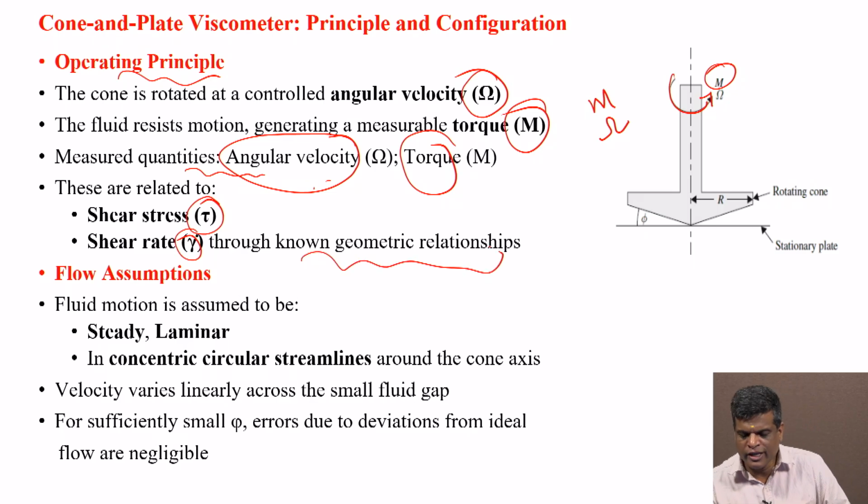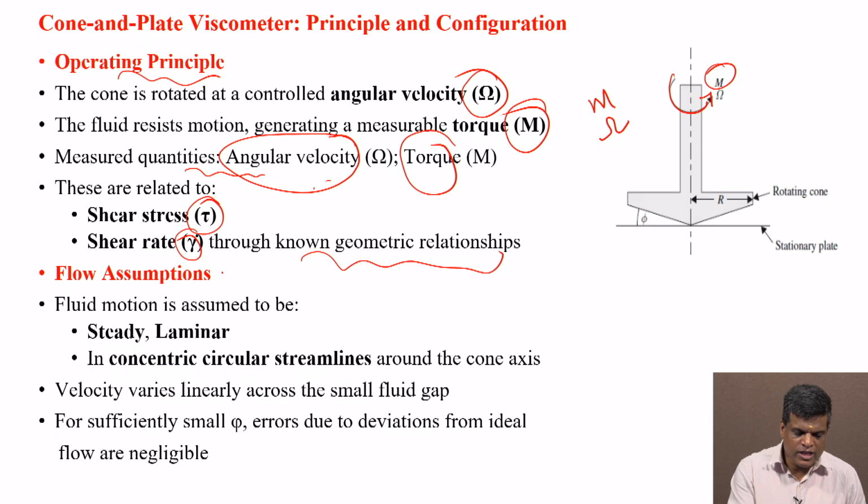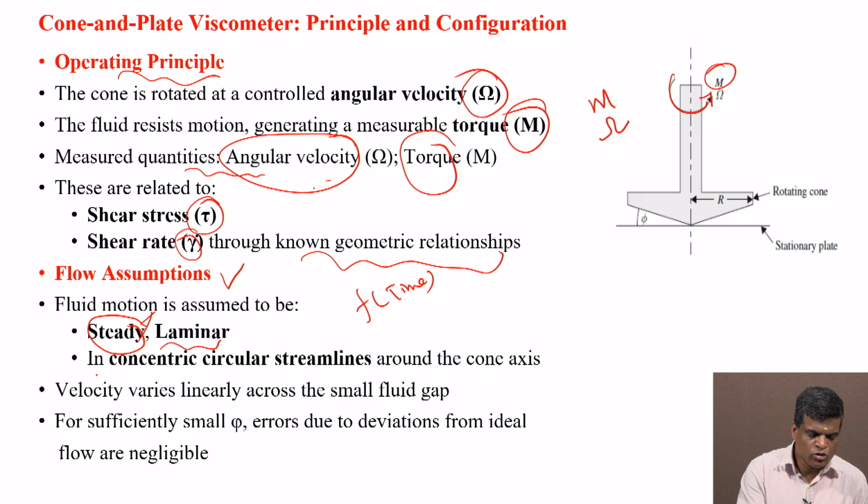So, when you want to solve this, there are assumptions here. What are the flow assumptions? One is steady state, that is, independent of time, whereas unsteady state is always a function of time. We already discussed that in the last class. Then it should be laminar, not turbulent or something else. The point is that it has concentric circular streamlines around the cone axis.